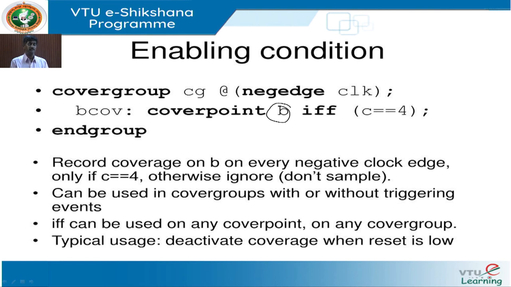So you can have conditions which you put on for your values to occur. So let us say cover group CG at negative edge of the clock, cover point B. I will put an if condition. So only if C is equal to 4, you collect the sample, otherwise you ignore it, so you don't sample it. So that's what we mean here. Whenever C is equal to 4, you take the sample. This is a conditional one. So I am enabling the condition to get the sample for AB.